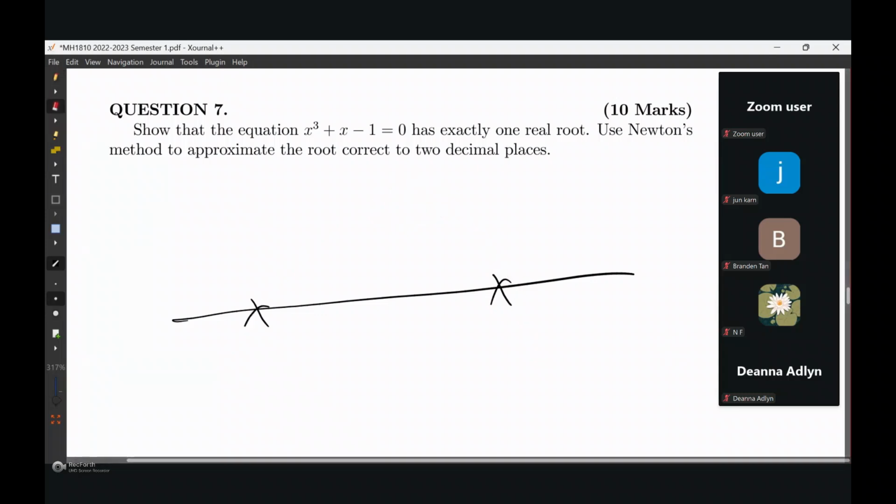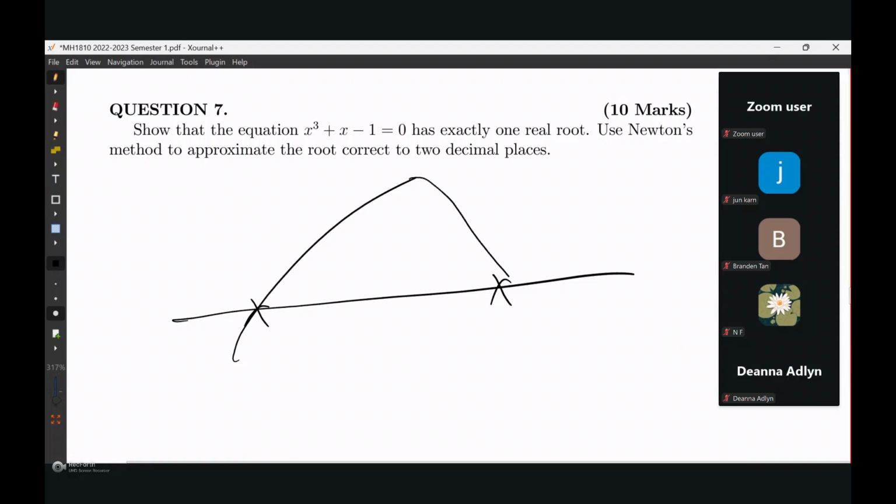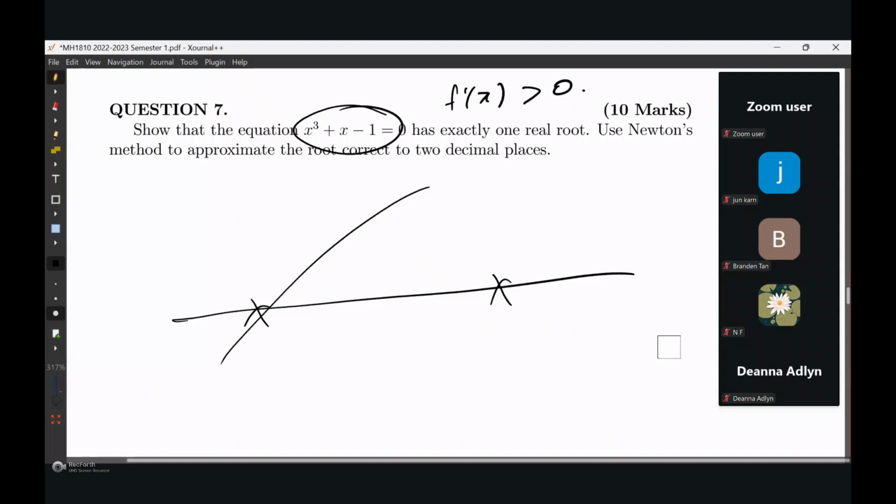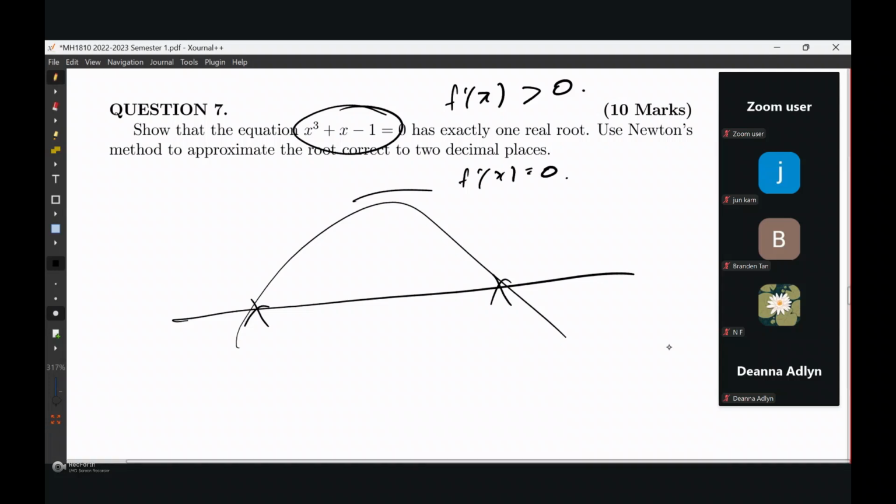So basically, if you have two roots, when the function is going up, it must come down. But what we show here is that the derivative is always more than 0. So it's always increasing. It cannot come down. It's impossible for it to come down like this, because at this point your derivative is equal to 0. That's why it's impossible for you to have two roots.